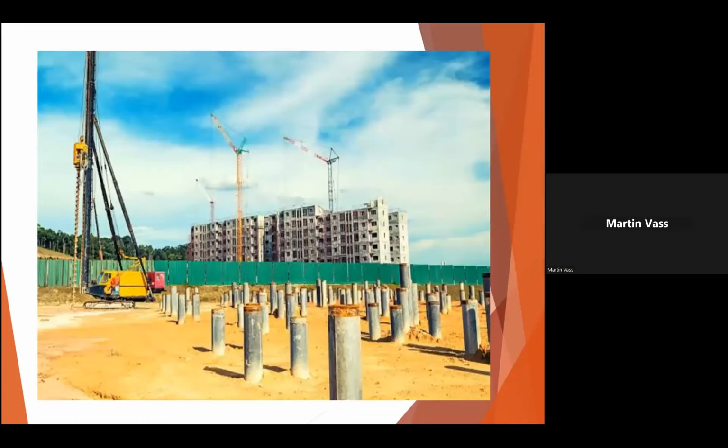Once those are supported, once you've got your lateral support in place, you then take a piling rig into the basement and you put in these piles. You see this collection of piles here, and the piling rig is on your left-hand side there. These piles then support the building.